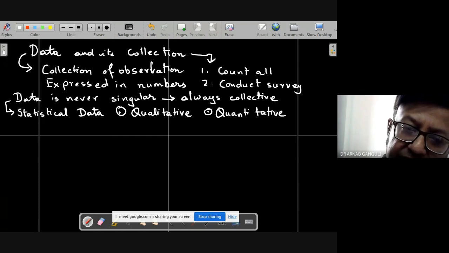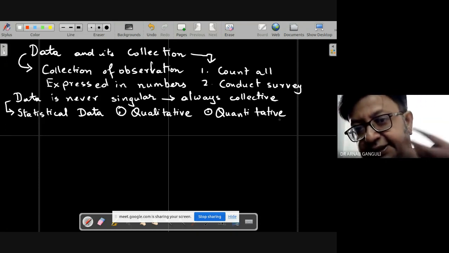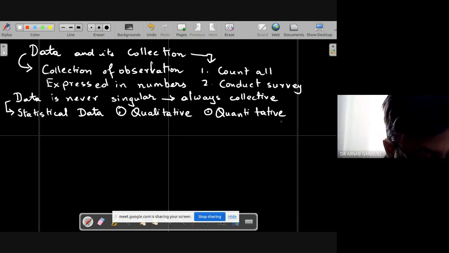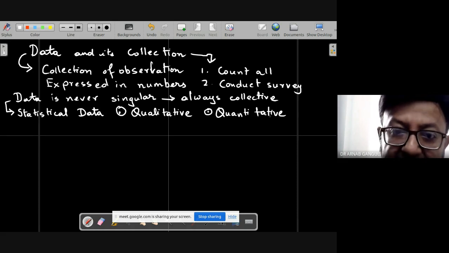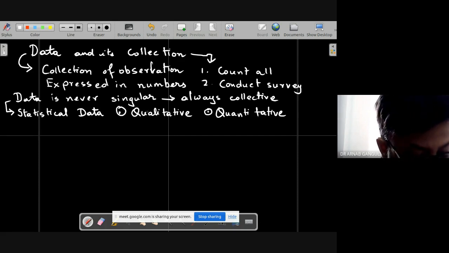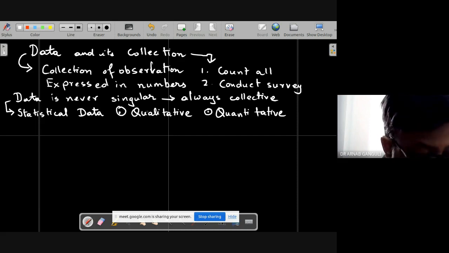Quantitative data is that by which you make a real quantitative measurement. You get values in numbers. Qualitative data is, for example, skin color, which can be brown, black, white. Eye color can be blue, brown, black. Sex can be male, female. This is not quantitative, but qualitative.